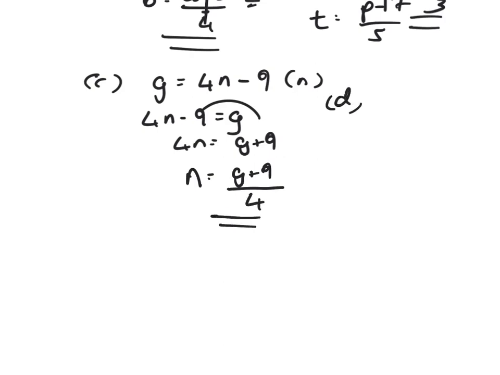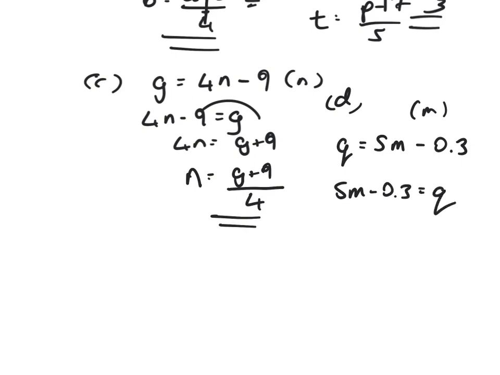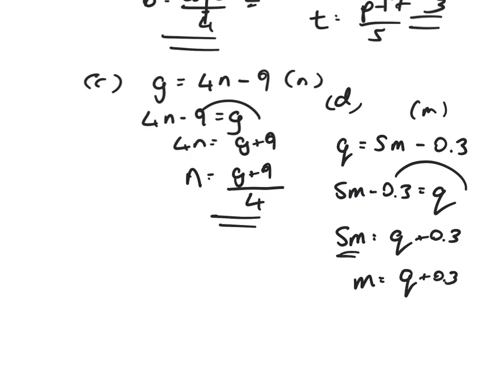Okay, part D, let's go for q is equal to 5m minus 0.3. Change the subject of the formula to m. So 5m minus 0.3 is equal to q. I've then got 5m equals q plus 0.3. And then m is equal to q plus 0.3, and the 5 times becomes divide by 5.